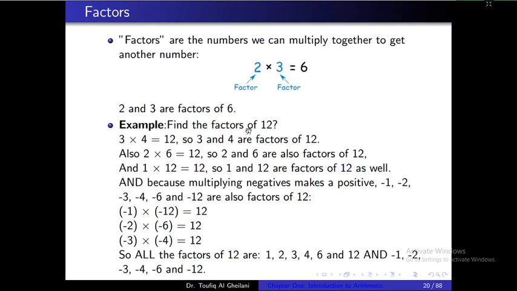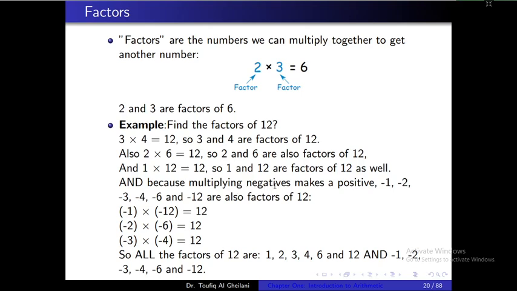Example, find the factors of 12. So we ask ourselves, what are the numbers that, when we multiply together, we get 12? So 3 times 4 we get 12, so 3 and 4 are factors of 12. Also 2 times 6 is 12, so 2 and 6 are also factors of 12. And also 1 times 12 equals 12, so 1 and 12 are factors of 12 as well.